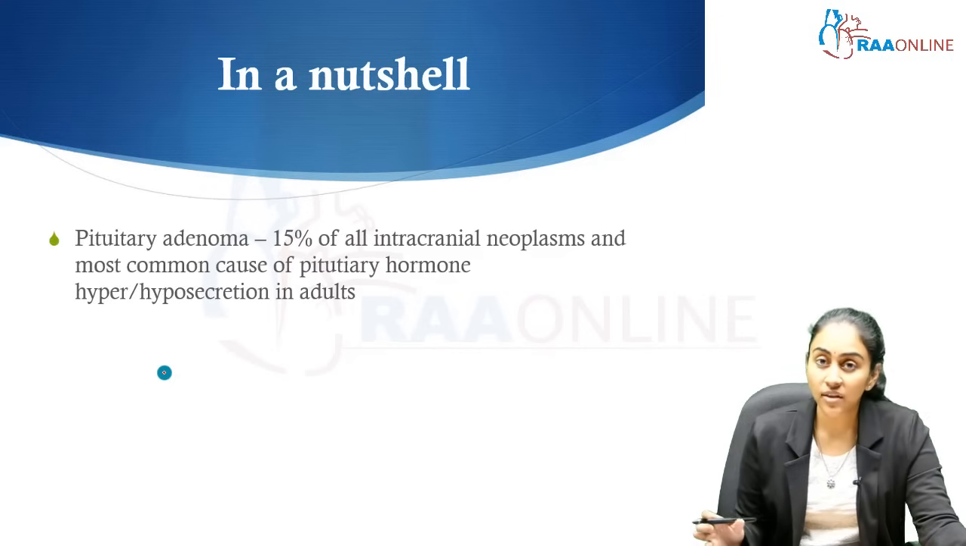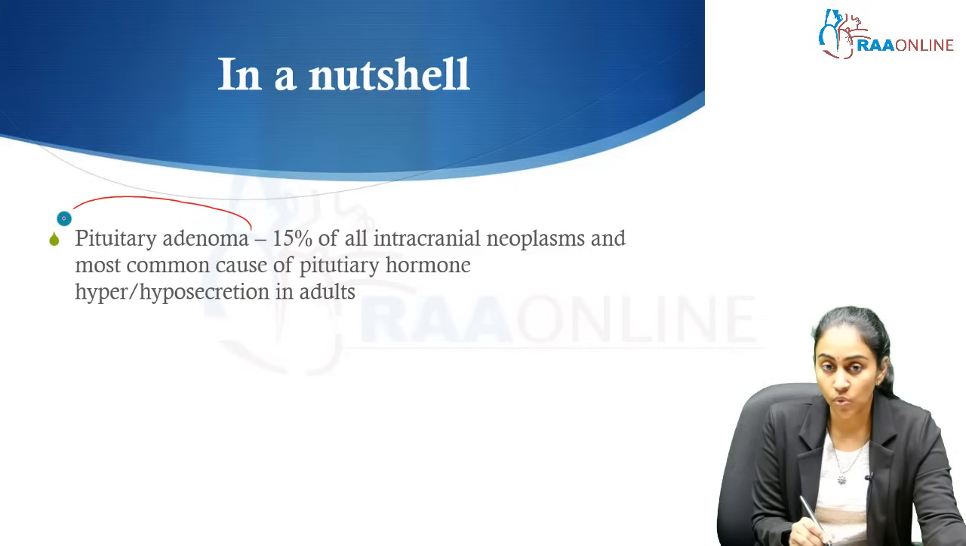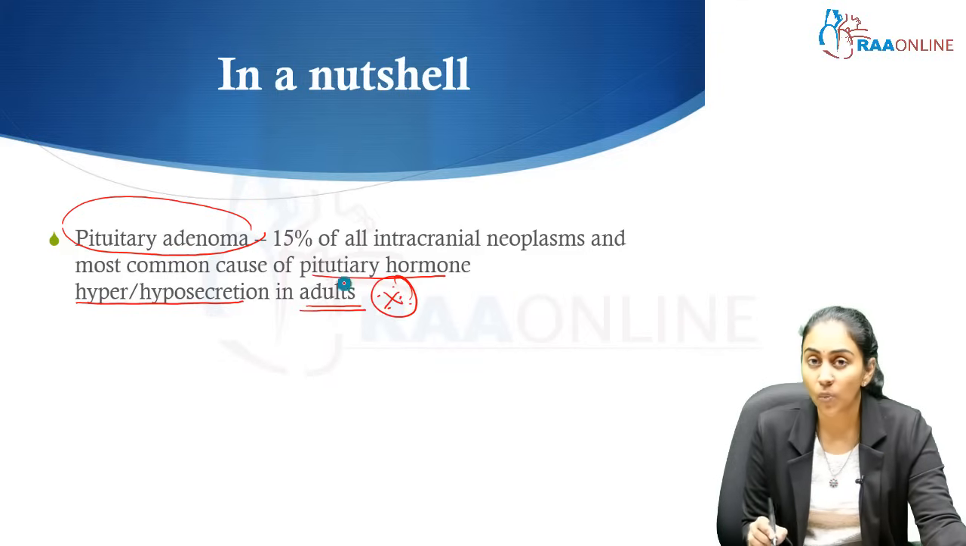When we look at the other end of the spectrum, which is pituitary tumors, pituitary adenoma makes up about 15% of all intracranial neoplasms, and not only that, this is the most common cause of pituitary hormone hyper or hyposecretion in adults. So, very important. Be it pituitary hormone hypo or hypersecretion, pituitary adenoma is the most common cause in all adults.